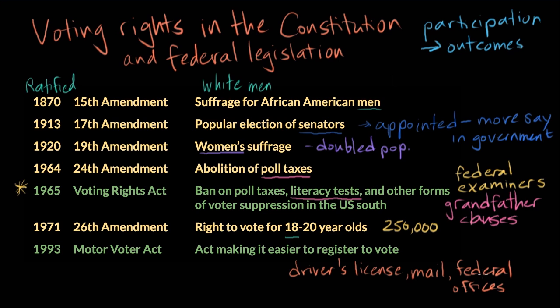So I know there's a lot of information here. It's a lot to take in. But the biggest thing to take away from this, again, is how participation affects outcomes. Who gets to vote, and more importantly, who does vote in any given election, has an enormous impact on what kinds of politicians we elect and what kind of policies they enact.